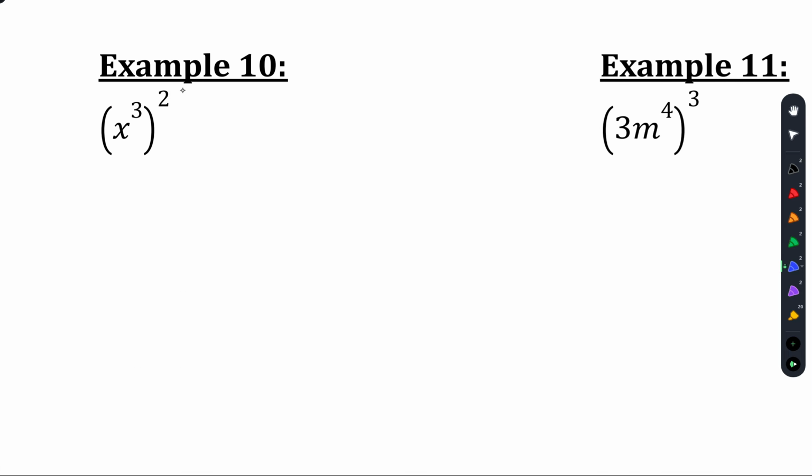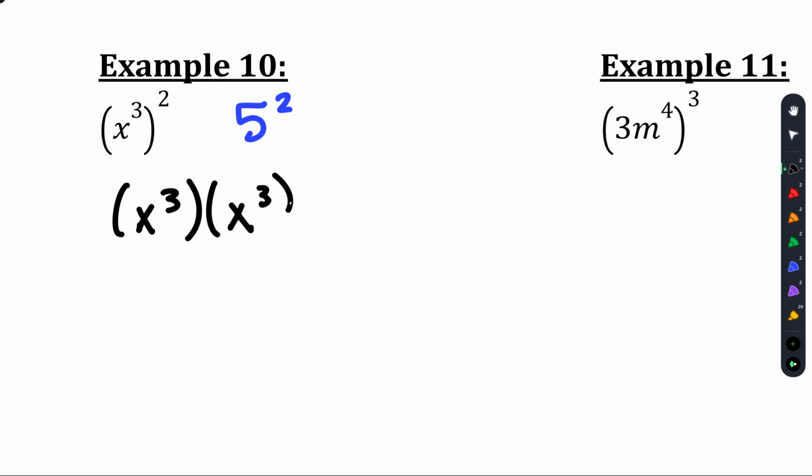In example 10, I have x to the 3rd to the 2nd power. We are not treating this any differently. We are going to treat this exactly like an exponent. If this said 5 to the 2nd power, how would we write it? 5 times 5, right? So if it says x to the 3rd to the 2nd power, I'm going to rewrite this as x to the 3rd times x to the 3rd.